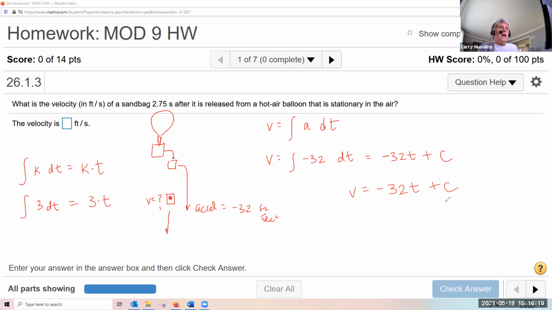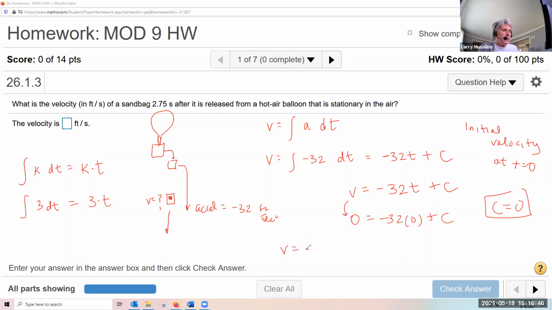Well, I can figure out this constant because I can use the fact that the initial velocity at time t equals 0 was 0, because when I first dropped the sandbag out of the balloon, it had no velocity, it had 0 velocity. So that means that the initial velocity is 0 when the time was 0. Well, that makes it easy, c equals 0. So my equation is v is negative 32t.